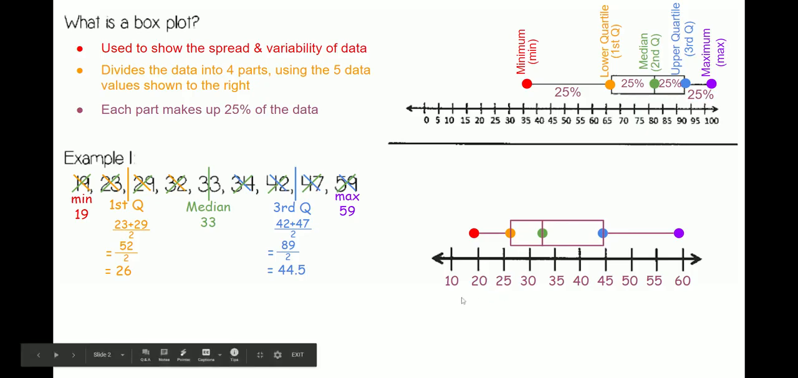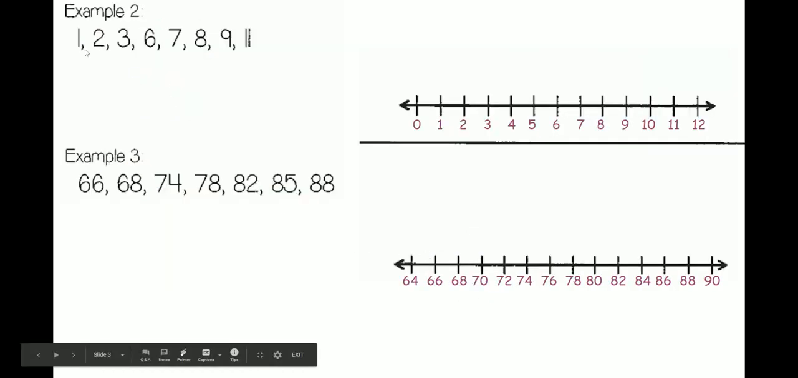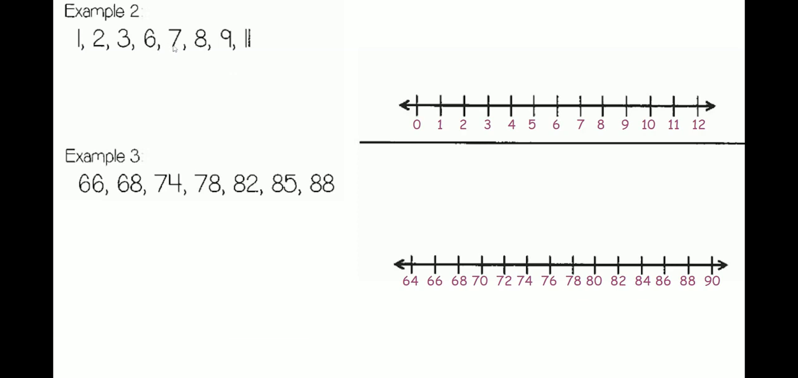Let's try another one. All right, 1, 2, 3, 6, 7, 8, 9, 11. It is in order, so cross off the sides. Next. Looks like we have to cross off both of them. There's no number in the middle. There's no one number. It's those two numbers. So we need to take the number between 6 and 7, which is 6.5.